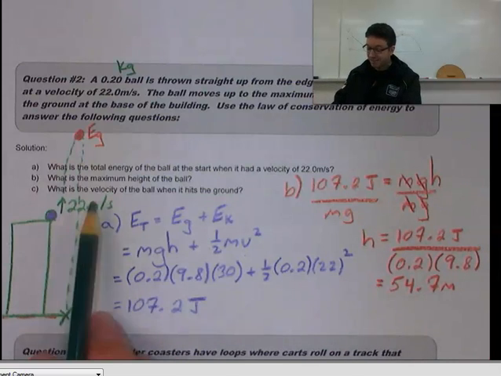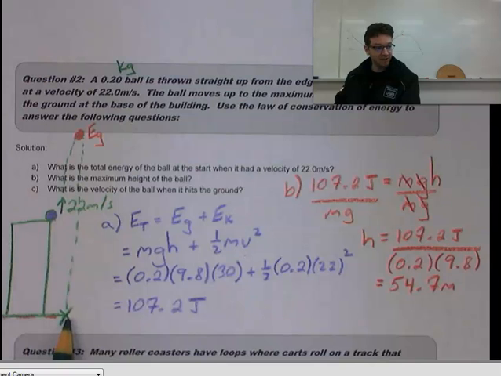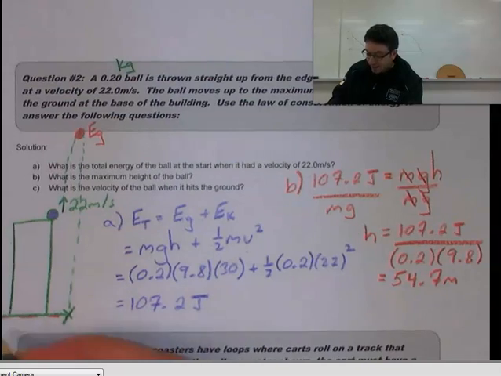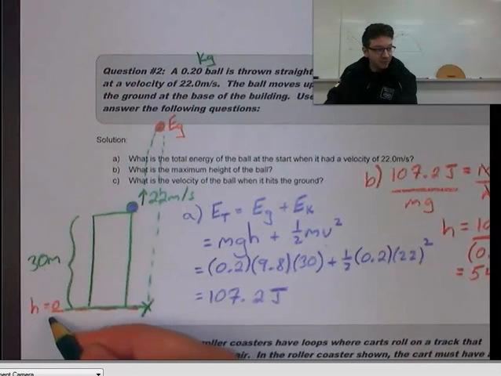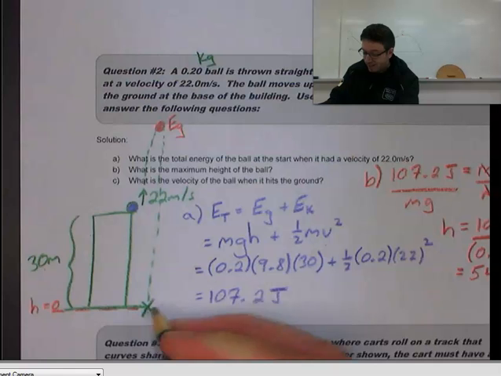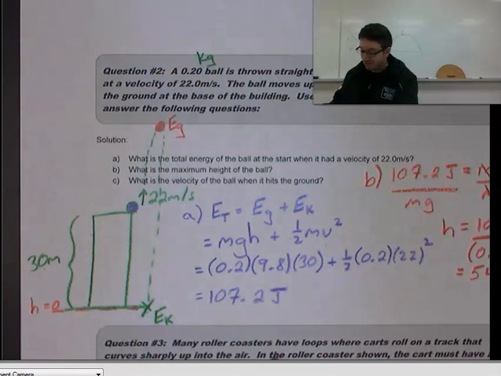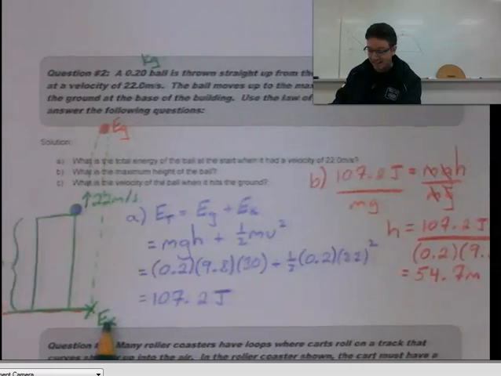Okay, now part C says, what's the speed when it hits the ground? Again, when it hits the ground, the speed is not 0. We're talking about that instant. At that instant, it is moving with some speed, but it's also at a height of 0. So there's no gravitational potential here. The only energy we have there is kinetic energy. So now all of this energy has been converted into just kinetic energy.